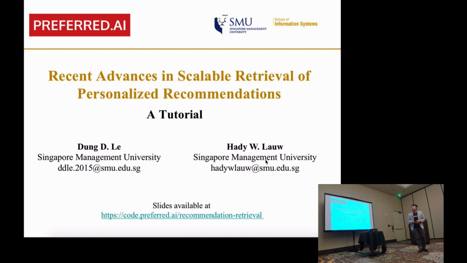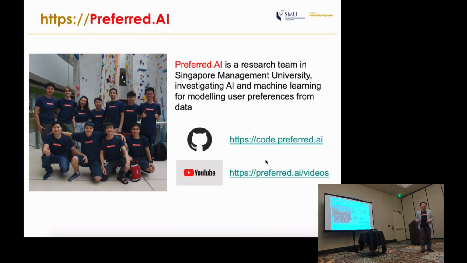My name is Hadi, and I'm doing this tutorial with Andrew. He goes by Andrew. All right, and we come from a group called Preferred.AI, which is a research group at Singapore Management University. Now, at Preferred.AI, we look at preference learning and recommendations. There are a couple of us here, and a couple of other group members at the back as well. We try to do research on recommendations and issues related to it, and we make our code available at GitHub. The address is code.preferred.ai, and there are also some videos there.